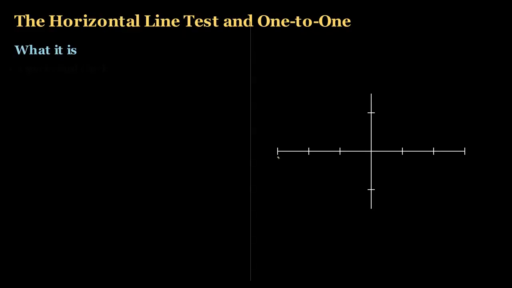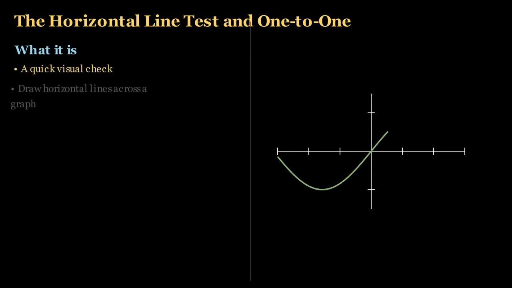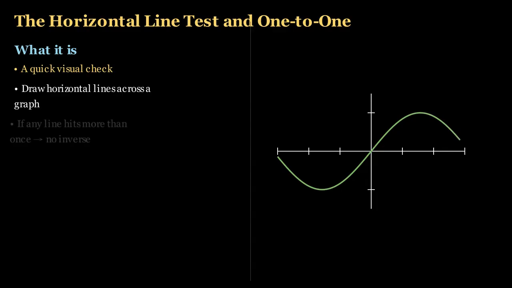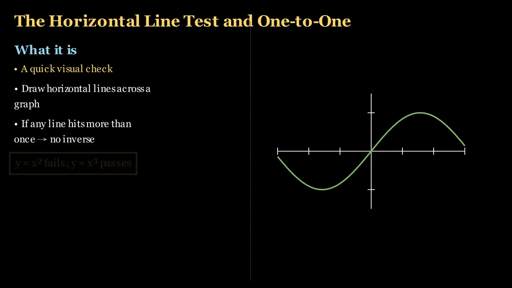Imagine you have the graph of a function drawn on a piece of paper. The horizontal line test is a simple trick you can do with your eyes. You picture drawing horizontal lines, flat lines that go left and right, all the way up and down the graph. If you can find even one horizontal line that cuts through the graph in two or more different places, then the function does not have an inverse.